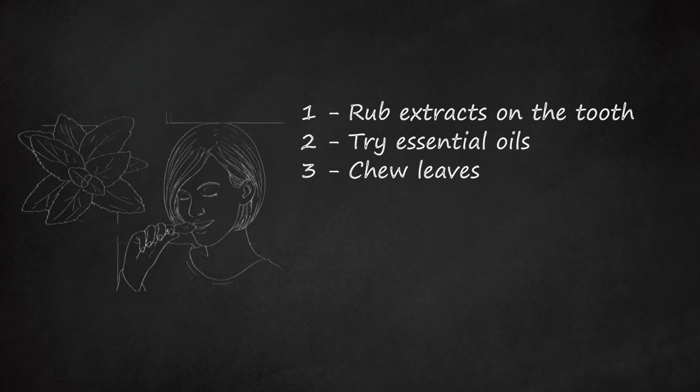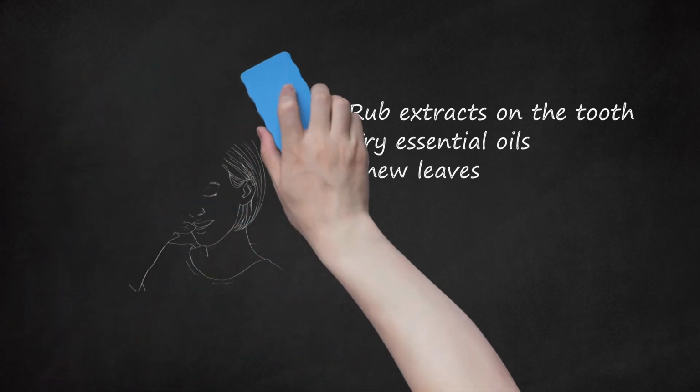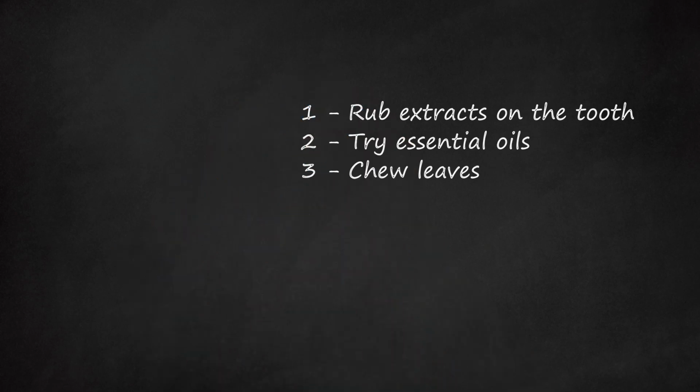Plantains are backyard weeds that have healing properties. The plant is in almost every backyard. The leaves are easy to identify due to the long, vertical veins along the leaf.